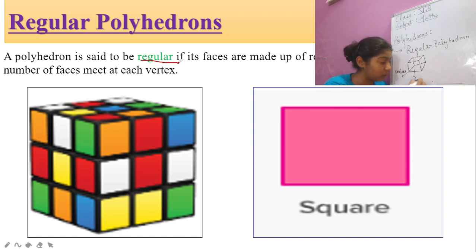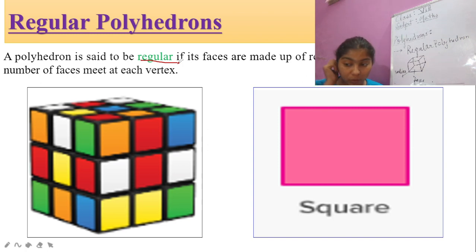And we can come to know that if any shape is a solid made up of polygons, but it does not have similar polygons on each face, then you cannot say that it is a regular polyhedron. Okay, for a regular polyhedron you need the faces to be the same regular polygons, then you will conclude that it is a regular polyhedron.